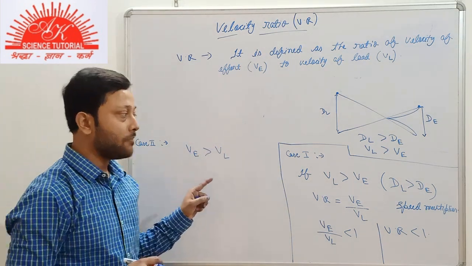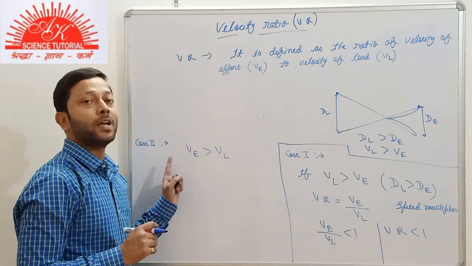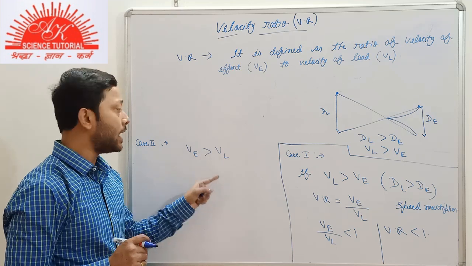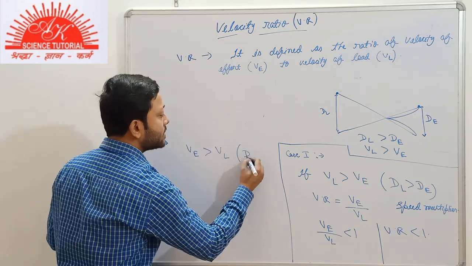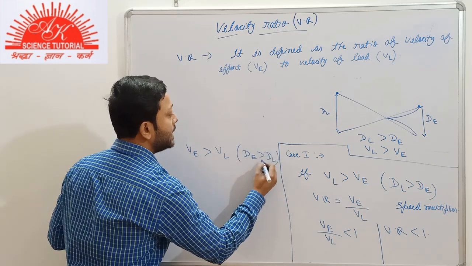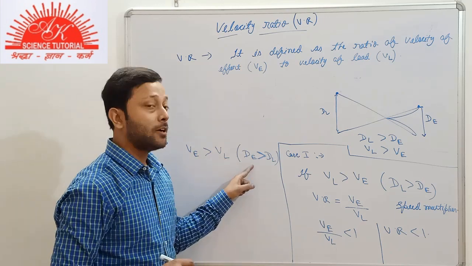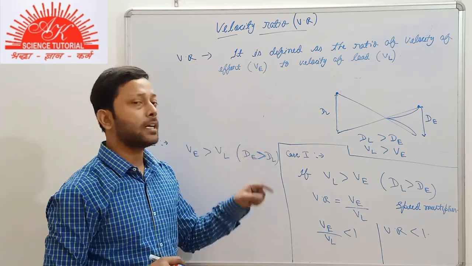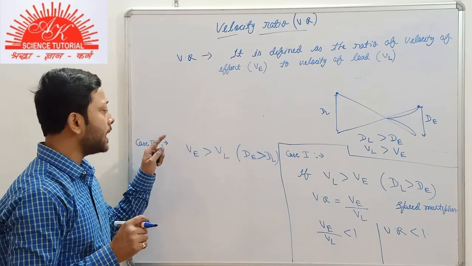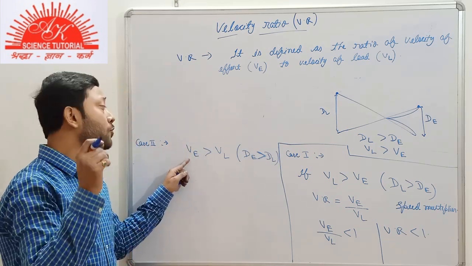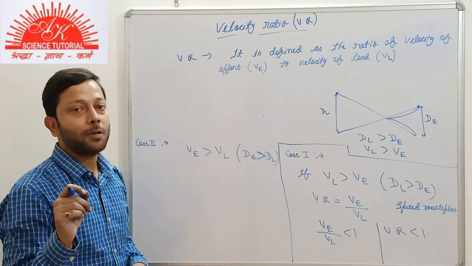VE is greater than VL means the effort is moving at a faster rate than the load. It means that the displacement of effort, which we can also write as DE, is greater than DL. It means that the displacement of effort for the same time interval is greater than the displacement of load. Or in terms of velocity, we can state that the effort is moving at a faster rate than the load. So obviously it won't be a speed multiplier.